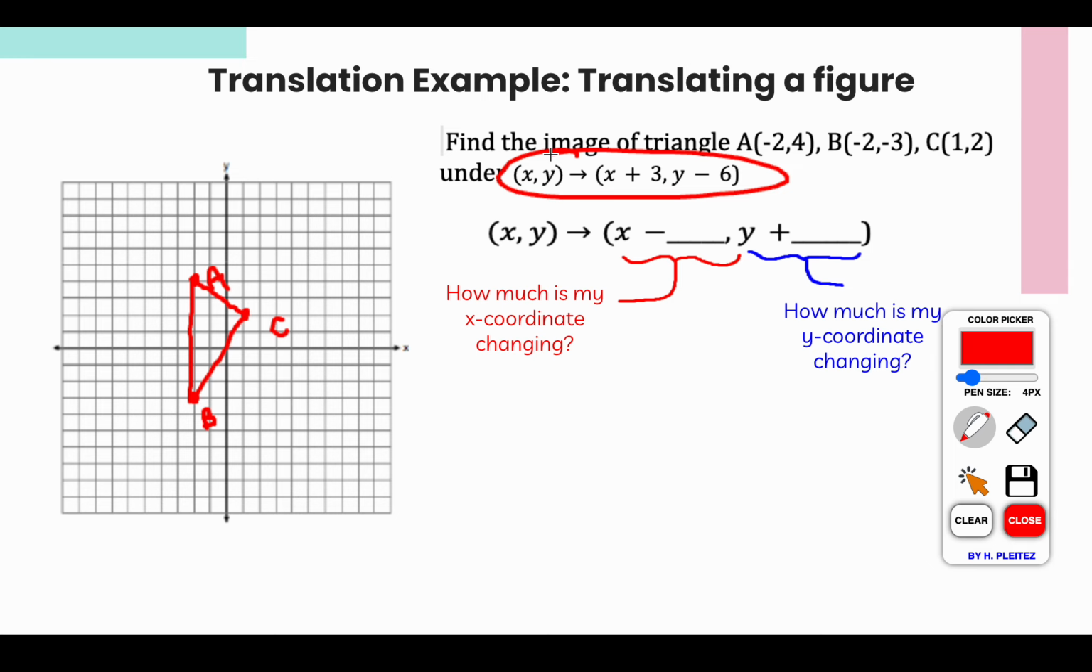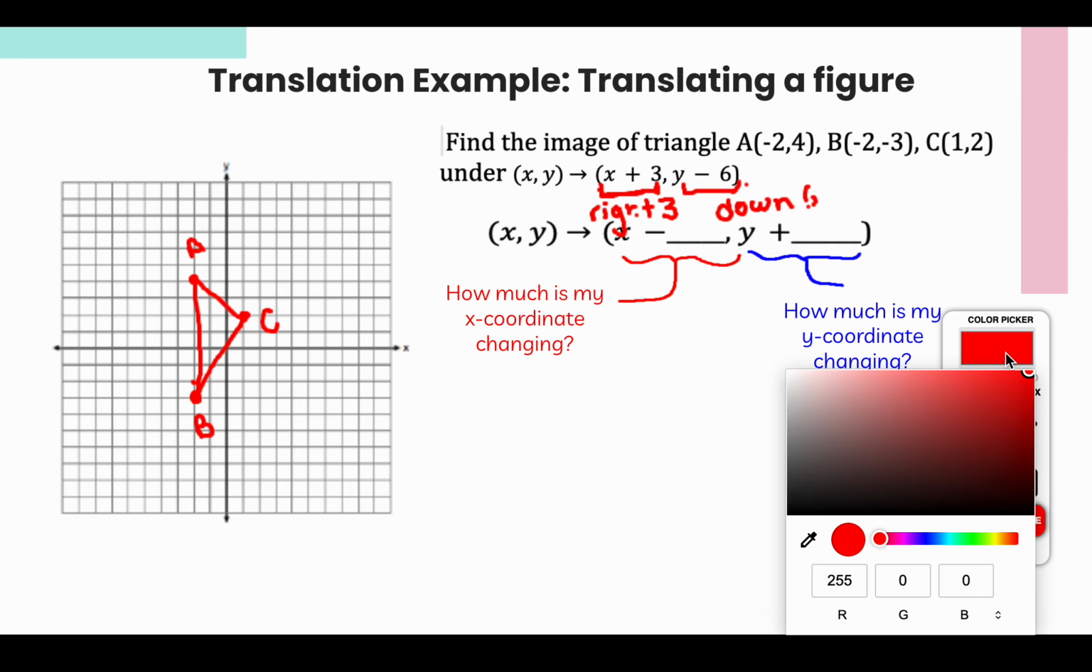So with this notation, this is telling us... So we have all of these 3 different points here, and what this translation rule is telling us is exactly what we're doing to our x and y coordinates. So to our x coordinate, we are adding 3, or moving to the right 3, and we are taking away 6 from our y coordinates, which also means that we are moving down 6.